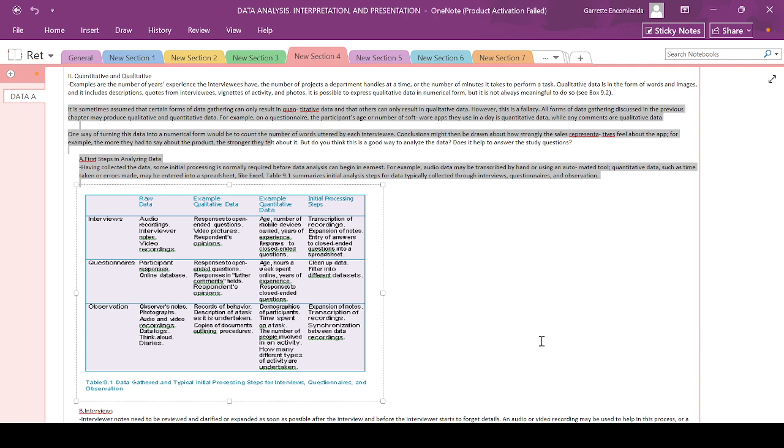Interviews. Raw data: audio recording, interview notes, video recording. Example qualitative data: responses to open-ended questions, video pictures, respondents' opinions. Example quantitative data: age, number of mobile devices owned, years of experience, responses to close-ended questions. Initial processing steps: transcription of recordings, expansion of notes, entry of answers to close-ended questions into a spreadsheet.